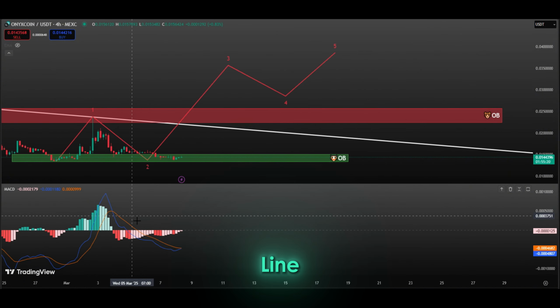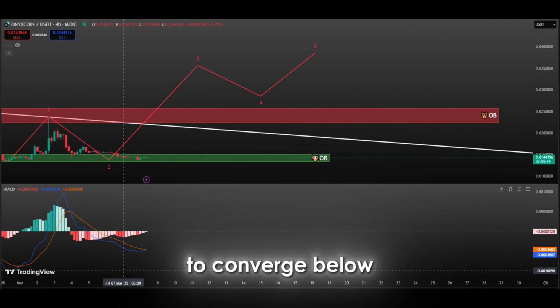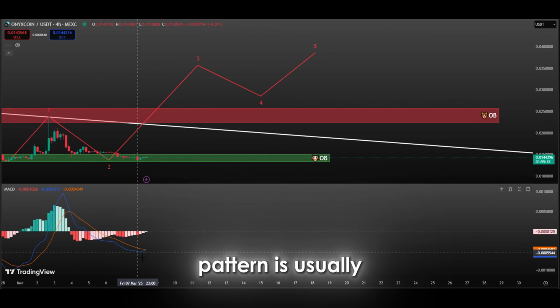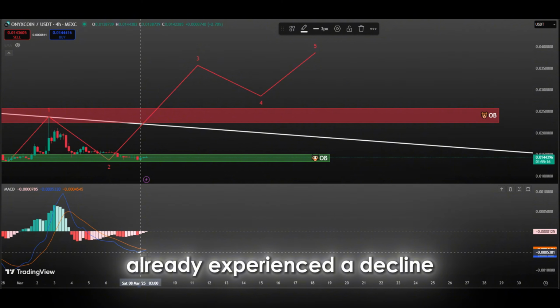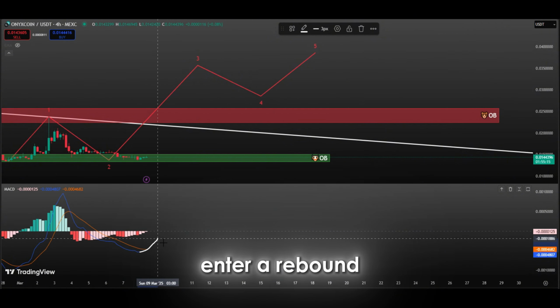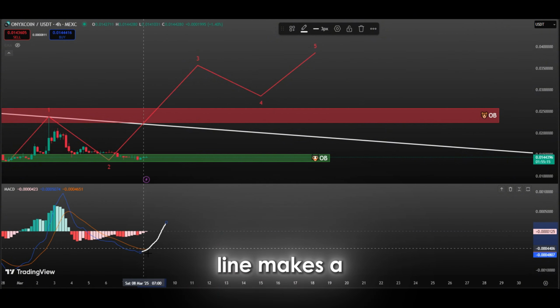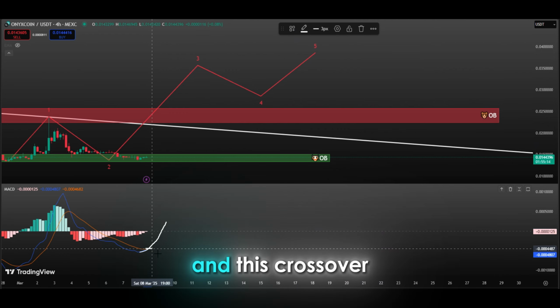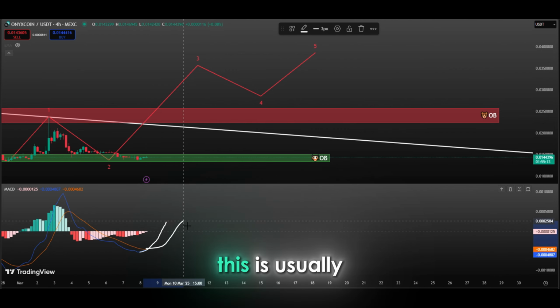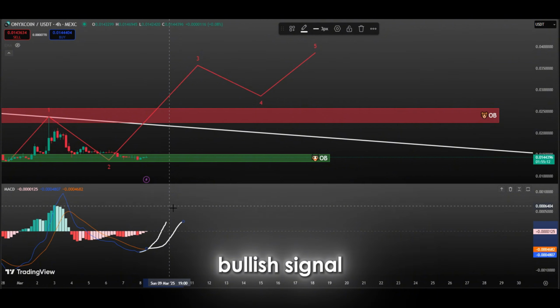The MACD line and the signal line are starting to converge below the zero level. This type of pattern is usually considered a bearish one, indicating that the price has already experienced a decline and may now enter a rebound. If the MACD line makes a crossover above the signal line, and this crossover occurs below the zero line, this is usually considered a weak bullish signal.